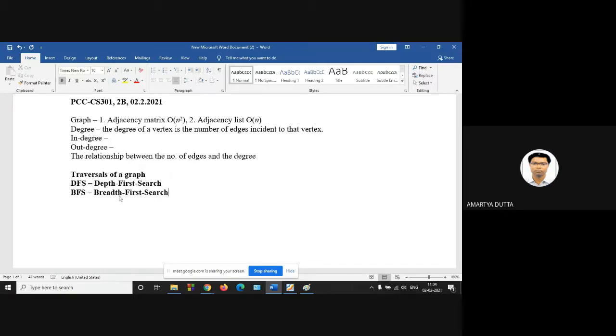In artificial intelligence, there is another searching technique, that is best first search. It is a combination of depth first search and breadth first search. Depending upon the requirement, you can apply BFS as well as DFS in any searching technique in AI. That is the best first search. Okay. So first of all, depth first search.